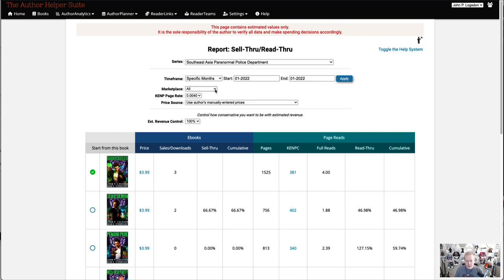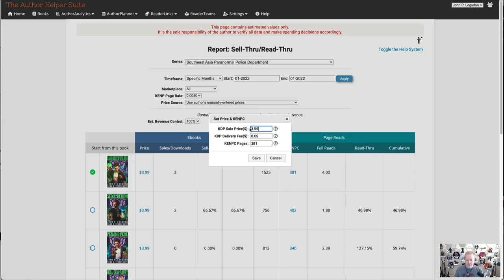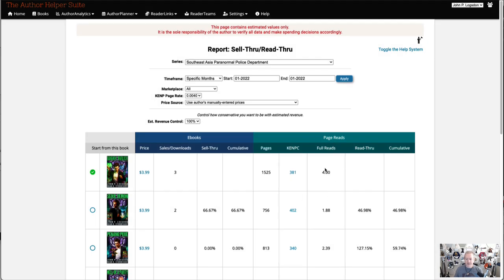You can select the marketplace, so you can choose the various marketplaces we offer. You can also select the KENP page rate if you'd like, so that way you can control how the page read section is calculated. And you can either choose the author's manually entered prices, meaning that you have gone in and clicked each one of these and entered the actual price of the book and the KENP delivery fee for the book, which you can find in the actual help documentation on how to do that. I'm not going to cover that specifically here. And also the KENPC pages, so how many pages, if you're doing this on Kindle Unlimited, are actually comprising each one of the books.